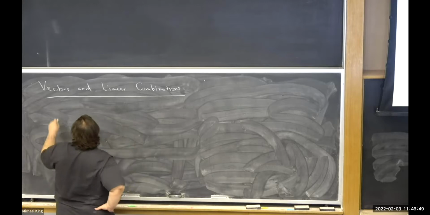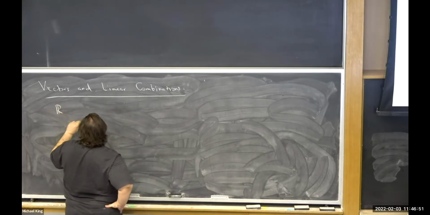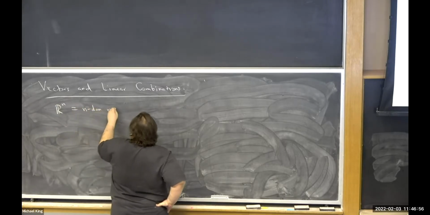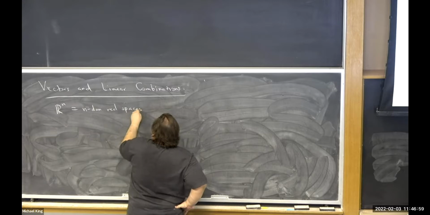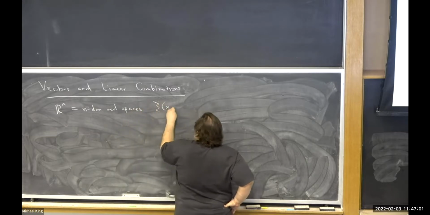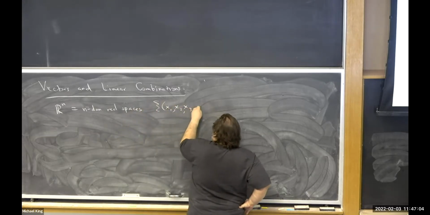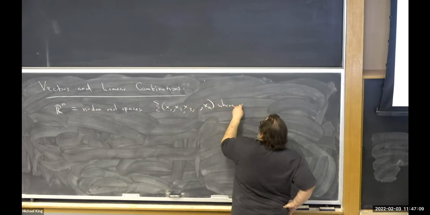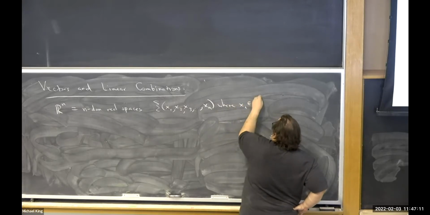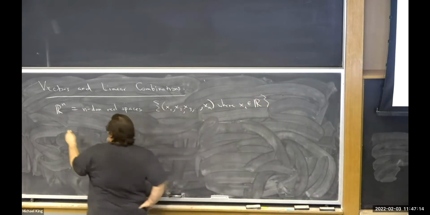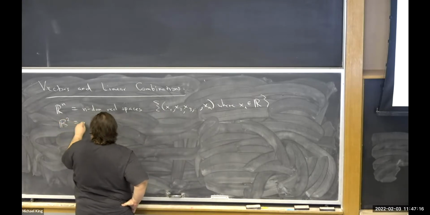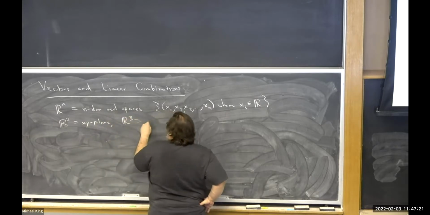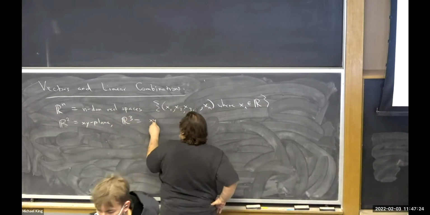Right, we write R to the nth power is n-dimensional real space, equals the set of all n-tuples where each xi is a real number. So we have R2, which is the usual xy plane, and R3 is 3D space, you know, XYZ space.